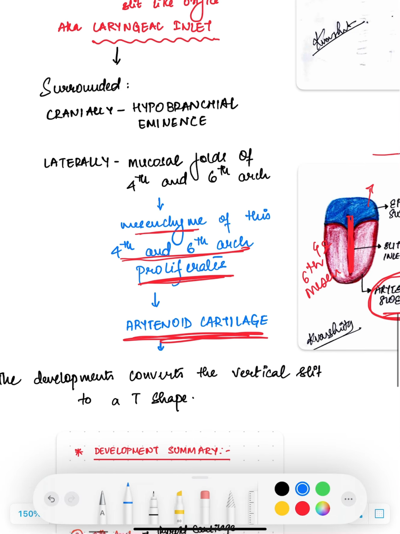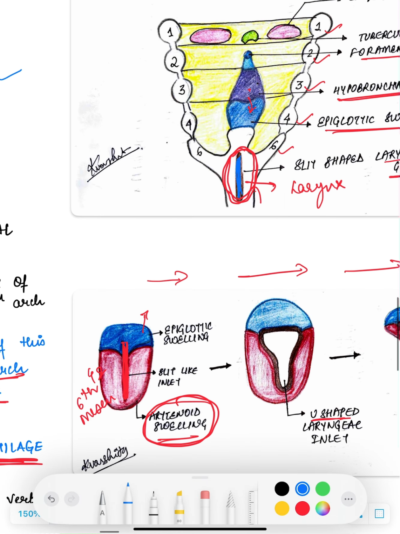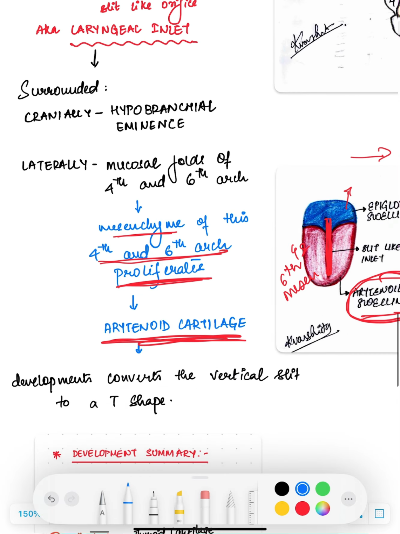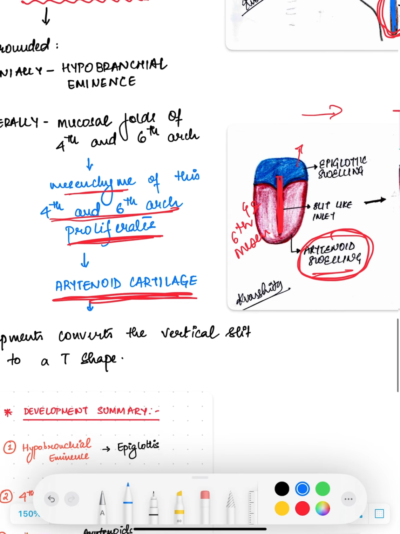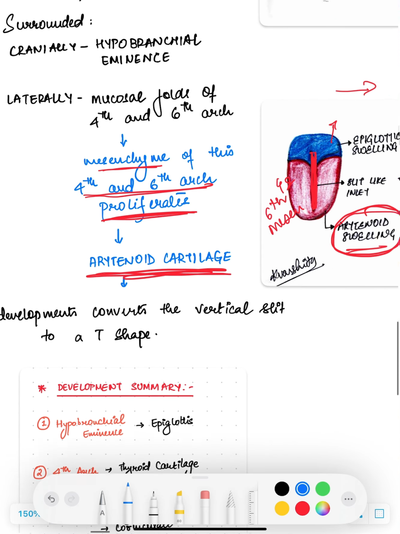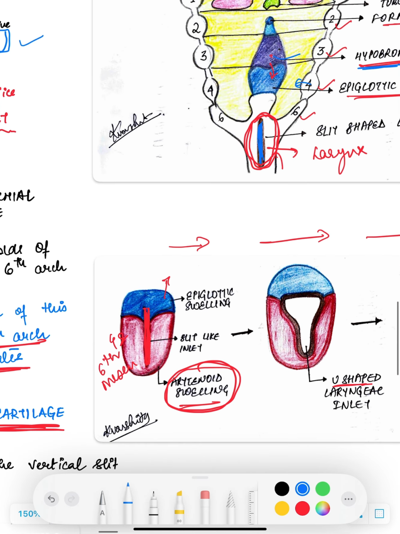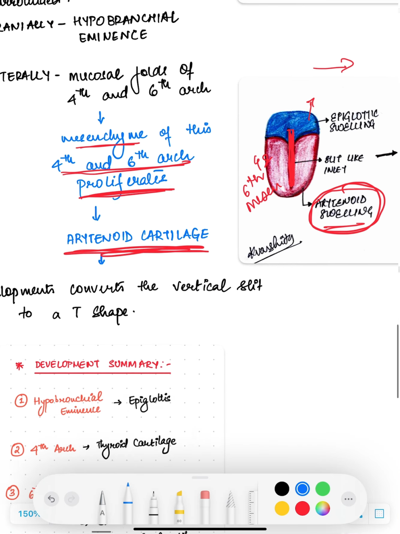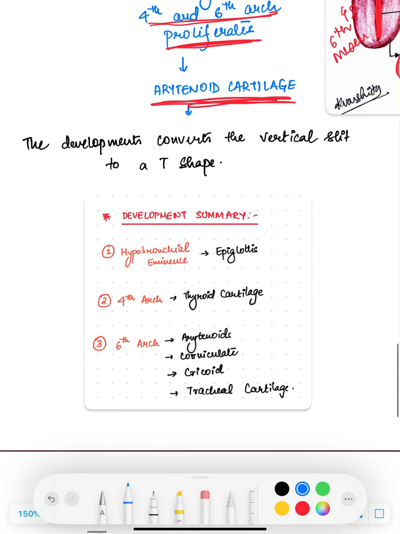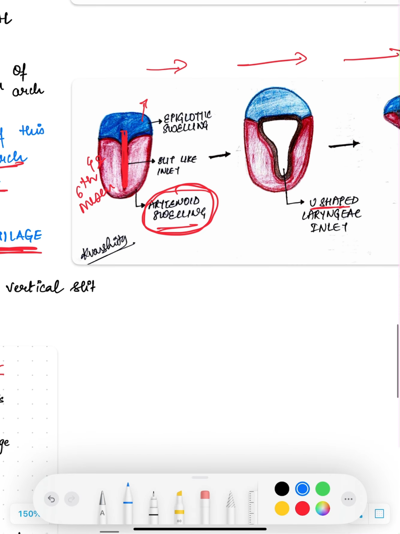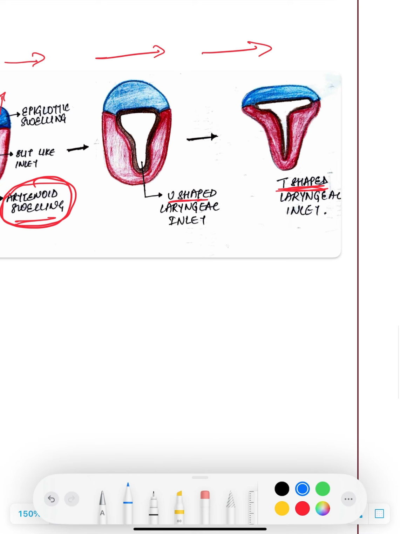Okay. Now, cranially, we have the hypobranchial eminence. We talked about this hypobranchial eminence. Okay. And the epiglottic swelling. We also saw the epiglottic swelling. Okay. And laterally, as I told, the fourth and sixth mesenchyme proliferates and forms the arytenoid cartilage. Okay. And initially, it is slit-shaped, but later on, it gets converted into a T shape.